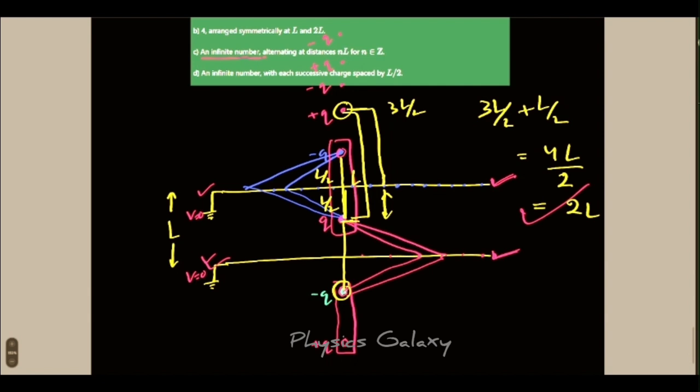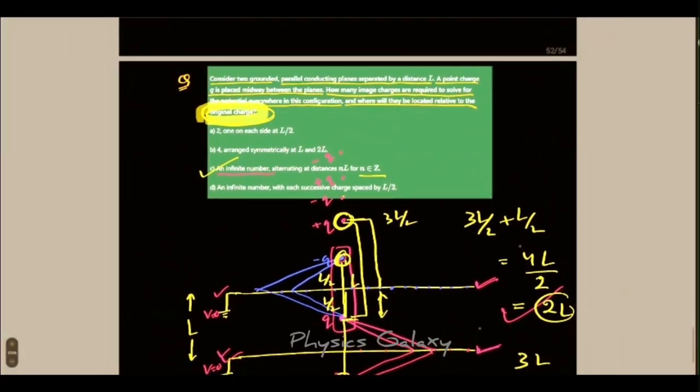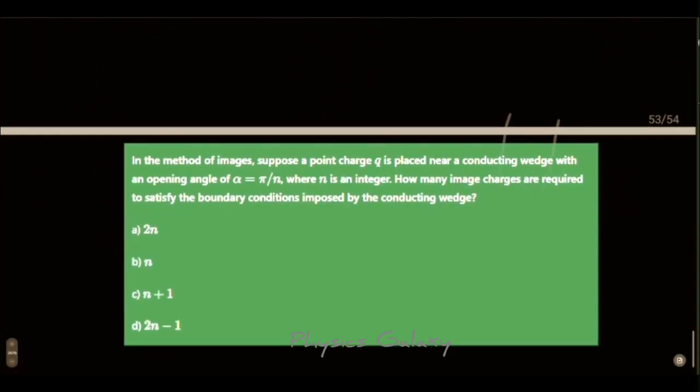So the first charge was placed at a distance of L from the original charge, and the second charge at a distance of 2L. Similarly, the third charge will be at a distance of 3L, then 4L, and so on. So an infinite number of images at a distance of nL, where n is an integer. Correct. Now let's go on to the final problem.